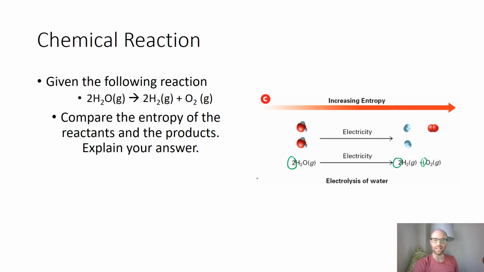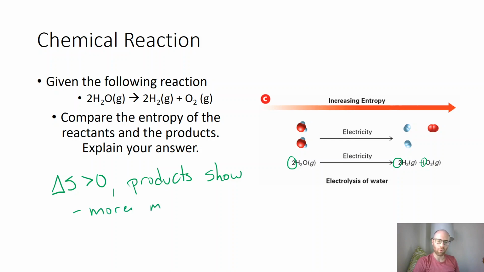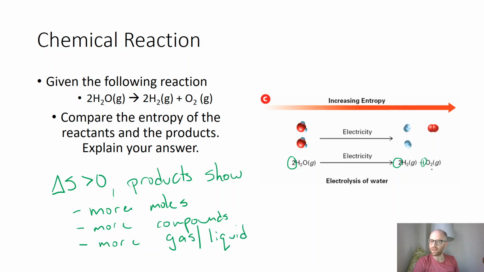So we're going to see in these cases, for delta S to be greater than 0, we should be showing more moles of products, we should be showing more compounds, and we should be showing more gas or liquid. In this case, we've got gases for all three particles, so that's not really helpful in terms of an entropy calculation, but the fact that we're going from two particles of one substance to three particles of two substances means that the delta S in this case should be pretty positive.